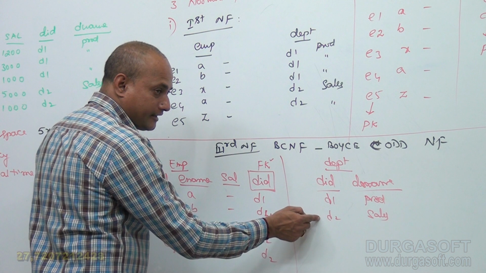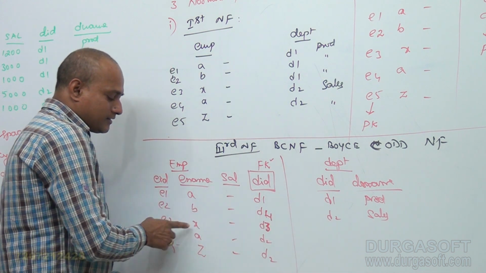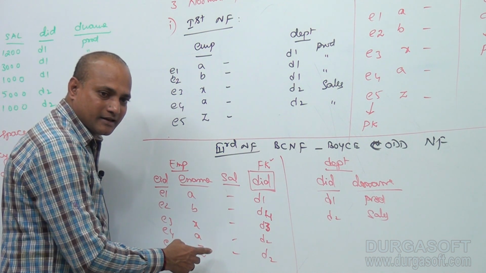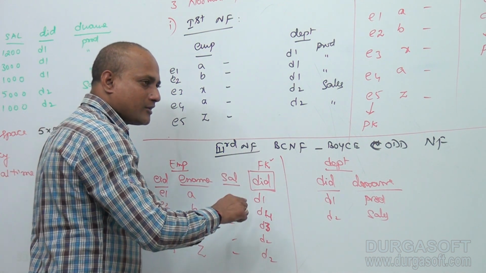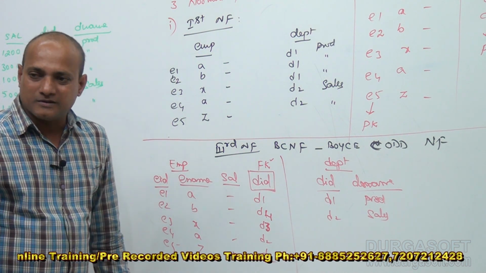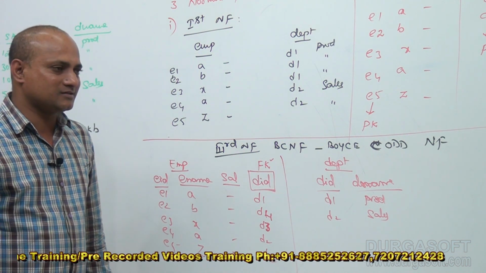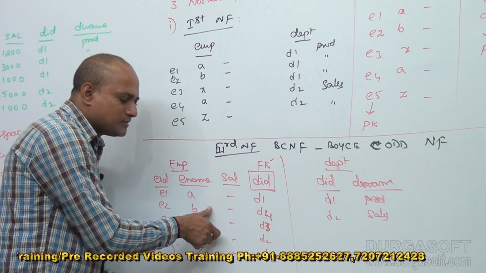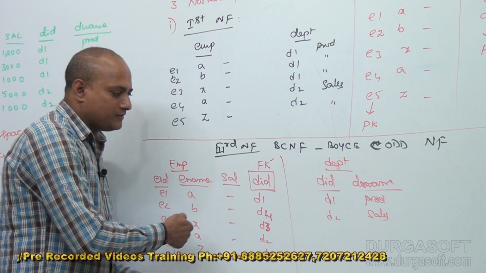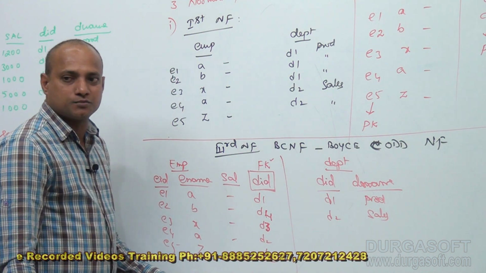2, D1, D2. But here you are saying some employees working under D1 and some employees working under D2 and also some employees working under D3 and also D4. But in your business, you have only 2 departments. Then how do you maintain the information like this? Without department, how an employee will work under department D3 and D4?